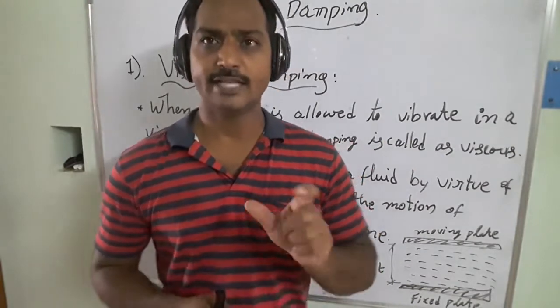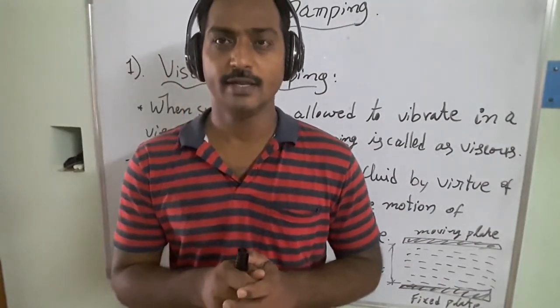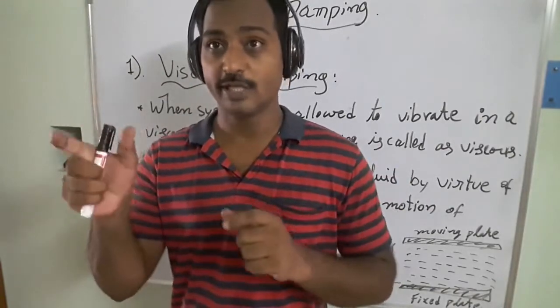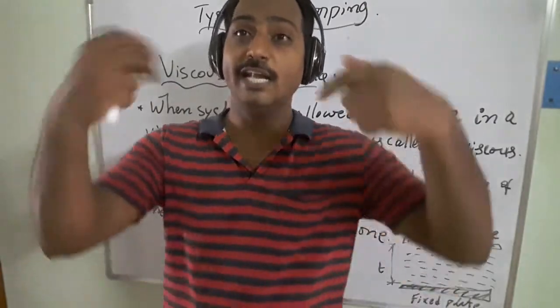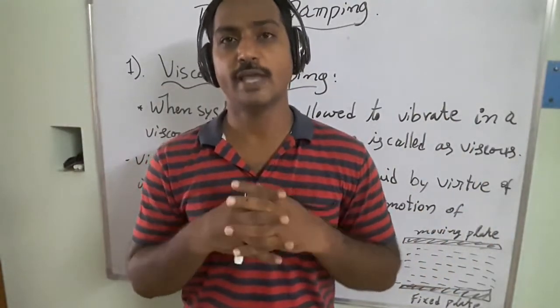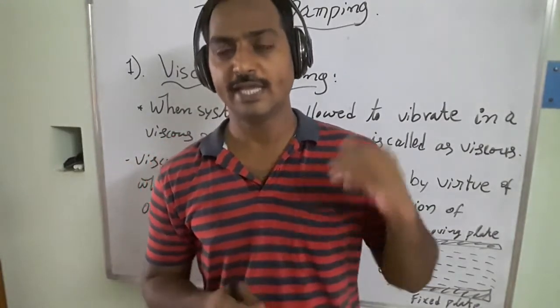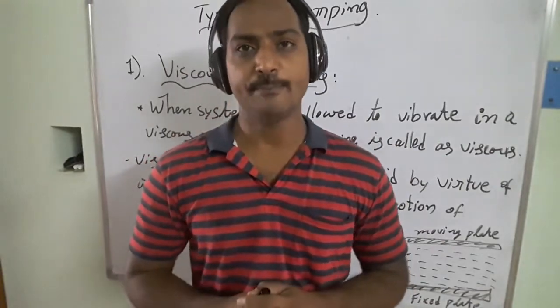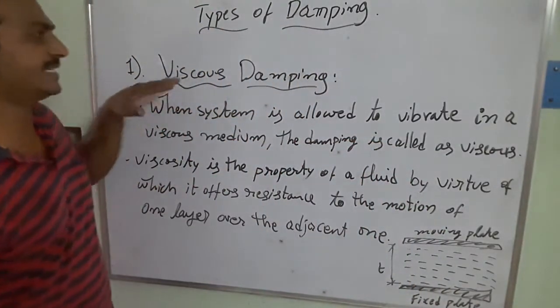Then as we see, the damping is the resistance offered by a body, as we said, right? And what is that body? That body may be a liquid body, or a solid body, or maybe the internal structure of that system, which creates the damping nature. There we can see what the different types of damping we have. The first one is the viscous damping.